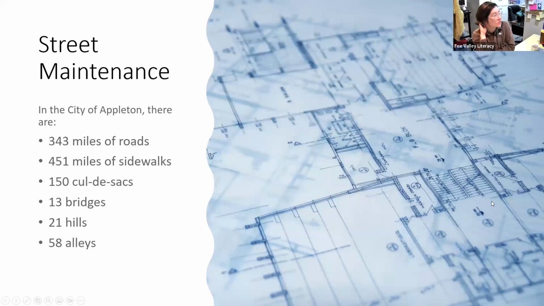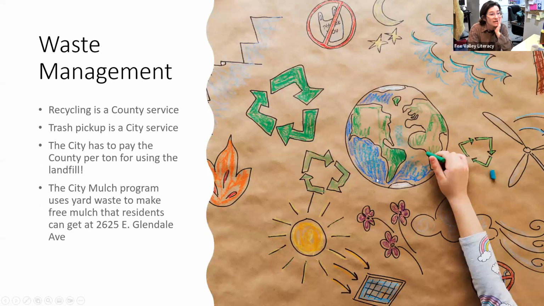Moving on, street maintenance is one of the biggest responsibilities of local government. In the city of Appleton, we have 343 miles of roads. We have 451 miles of sidewalks. We have 150 cul-de-sacs, 13 bridges, 21 hills, and 28 alleys. Any concerns regarding those whatsoever would be concerns that residents should bring to their city representatives.